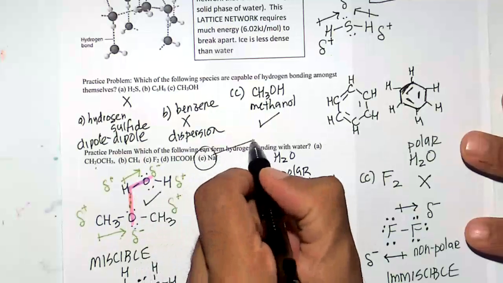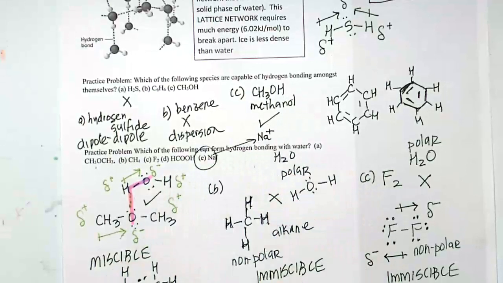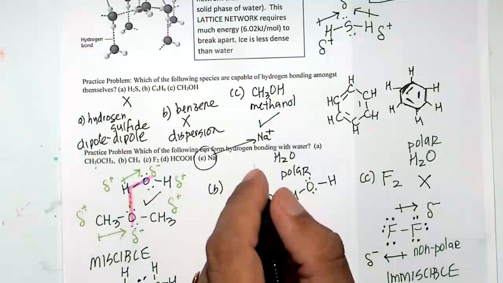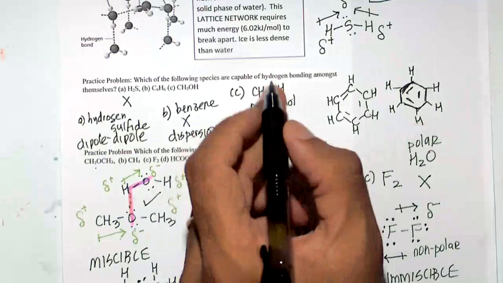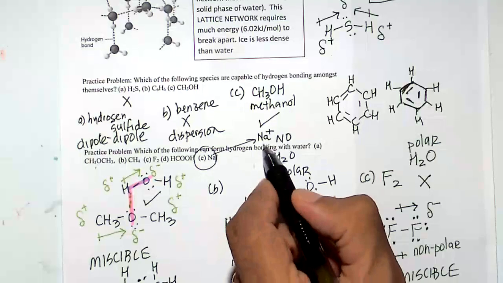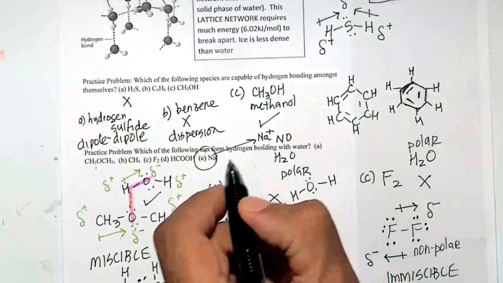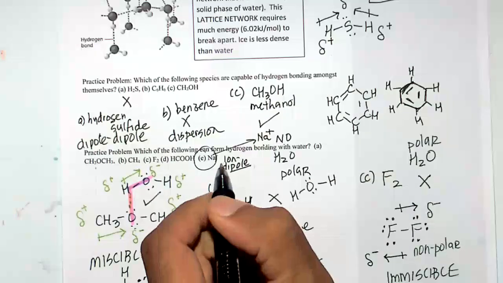Okay, and finally, part E. Can this form hydrogen bonding with water? Na+. Na plus, sodium ion. Can it form a hydrogen bond with water? No. No hydrogen bond. Okay, what type of attraction would it be? This is an ion. Water is polar, it has a dipole moment. This actually is not hydrogen bonding, but it's ion dipole.